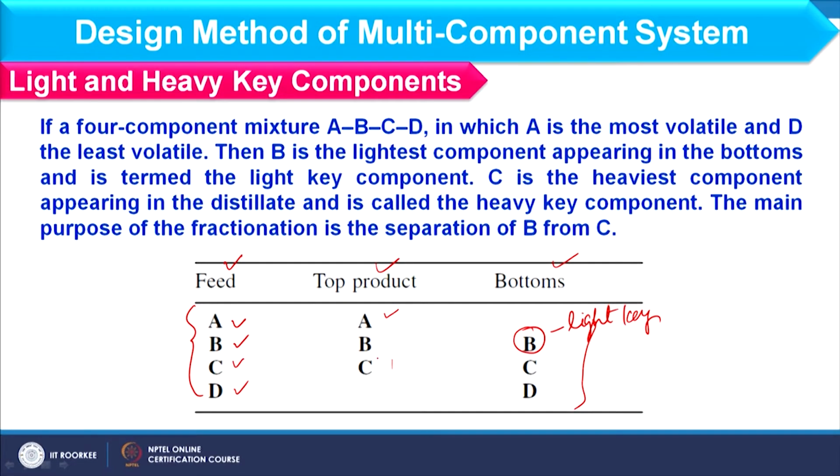Similarly, the heaviest component in top is the heavy key, which is basically this C component. So, this we consider as the heavy key. Okay. So, in this way we can consider B as the light key and C as the heavy key, and we will design the system based on the separation between B and C. Okay. I will not focus on A and D, okay, that will be separated along with these components only, but my main focus will be to separate the B component from C.